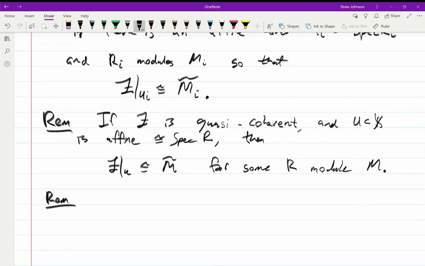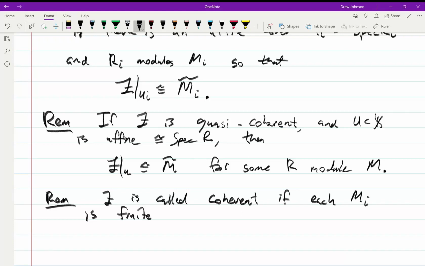Okay, and one more remark that we won't use too much. F is called coherent if each of the M_i's in the definition is finitely generated. All right, so I think the author in the notes says that most of the stuff we'll be doing will be true for quasi-coherent modules, so we'll work in that more general setting. But in fact, most of the examples we'll be looking at are finitely generated, so they're actually coherent.